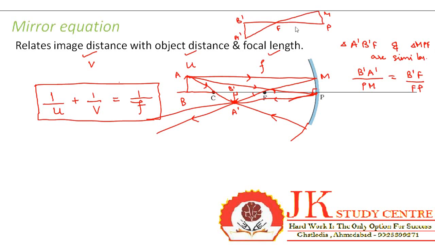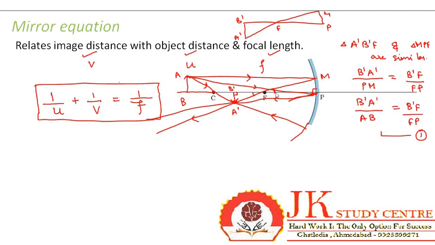So you can say that B'A' by MP or PM is equal to B'F divided by FP. That is by property of similar triangles, right? So this we can write as B'A' divided by PM. Now what is PM? PM is nothing but AB. If you look at this diagram, the length AB is the same as PM. So you can write it as B'A' divided by AB is equal to B'F divided by FP. Let me call this equation 1, right?